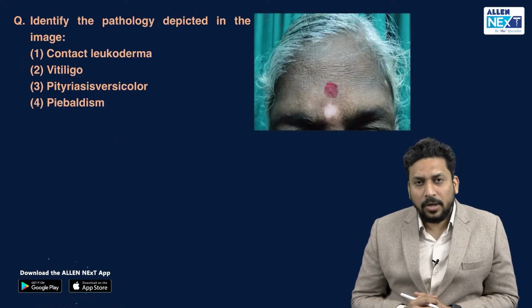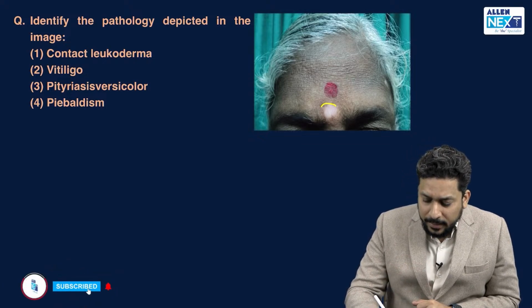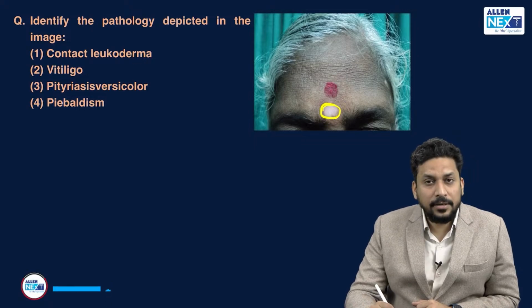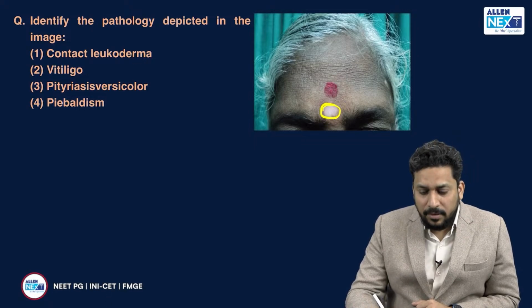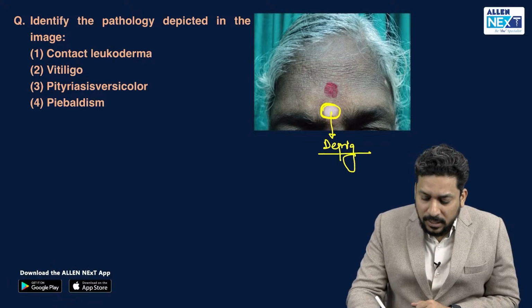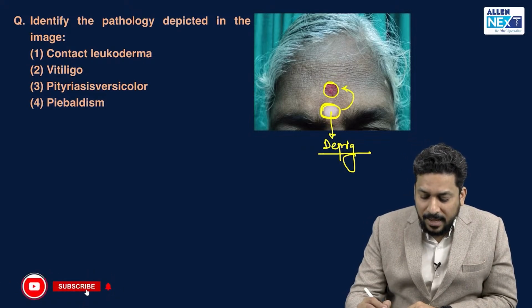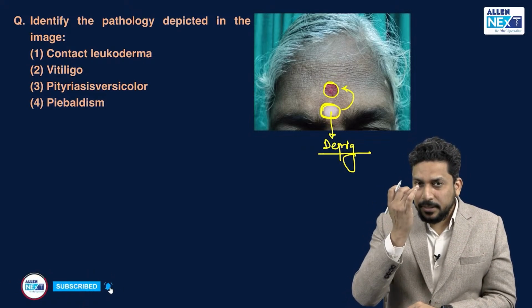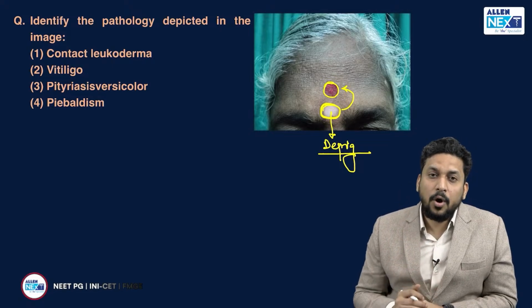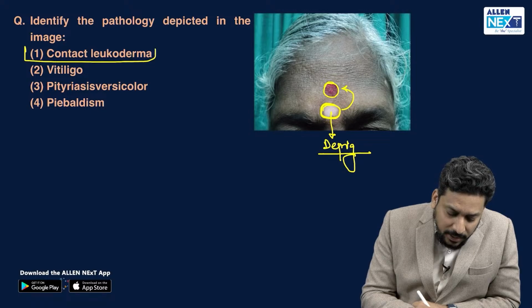Now identify the pathology depicted in the image, and what you can see that the patient used to apply bindi or kumkum here, and then she started developing a depigmented patch, and due to which she started applying the same kumkum above it. Okay, so what is happening? The patient is applying some chemical, and that chemical is leading to contact leukoderma, that is whitening of the skin.